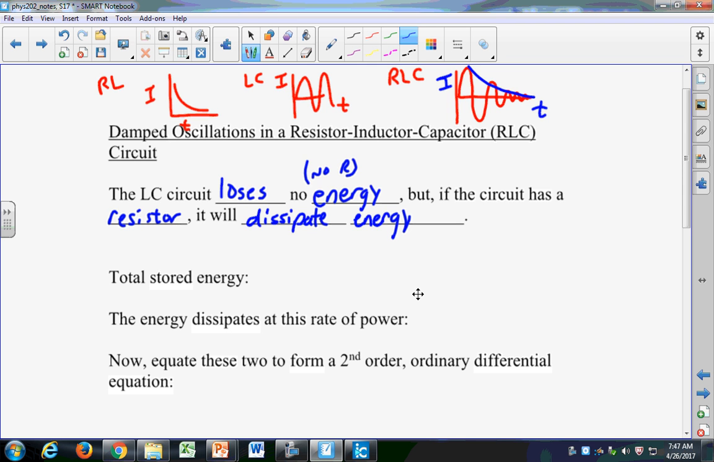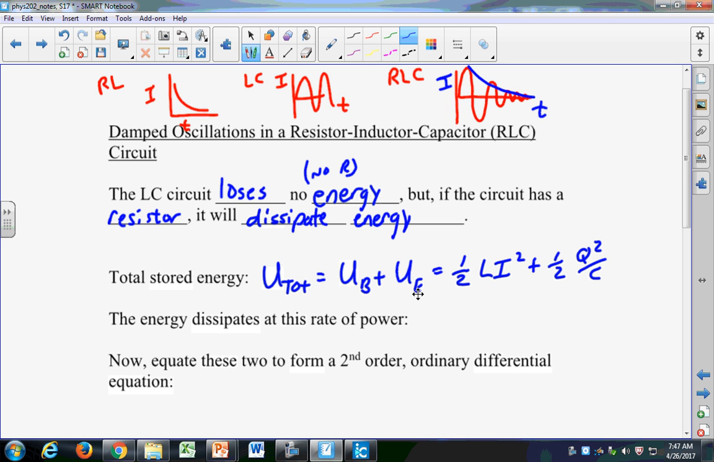So my total stored energy in my circuit, U total, is going to equal the magnetic energy plus the electric field energy. And those are two things that we've seen already. We have 1/2 L i squared plus 1/2 Q squared over C. Those are going to change with time, but there will be a total stored energy that will decrease over time.